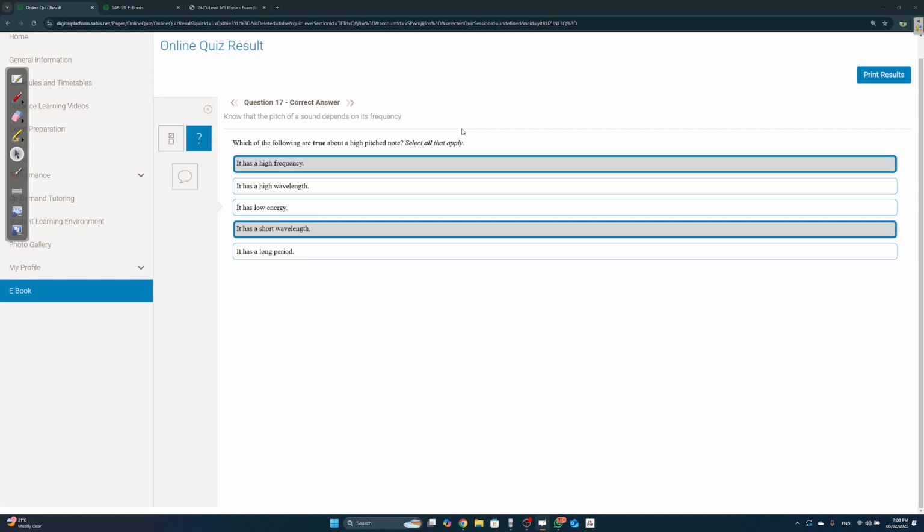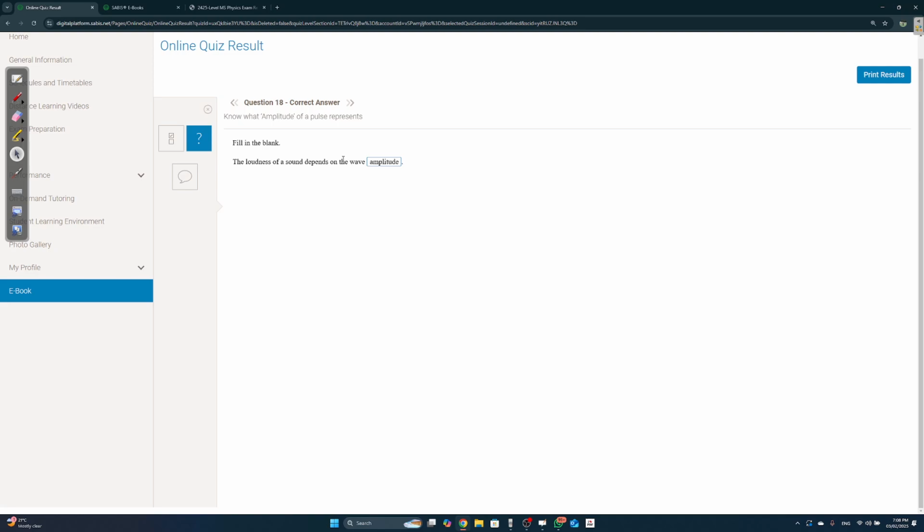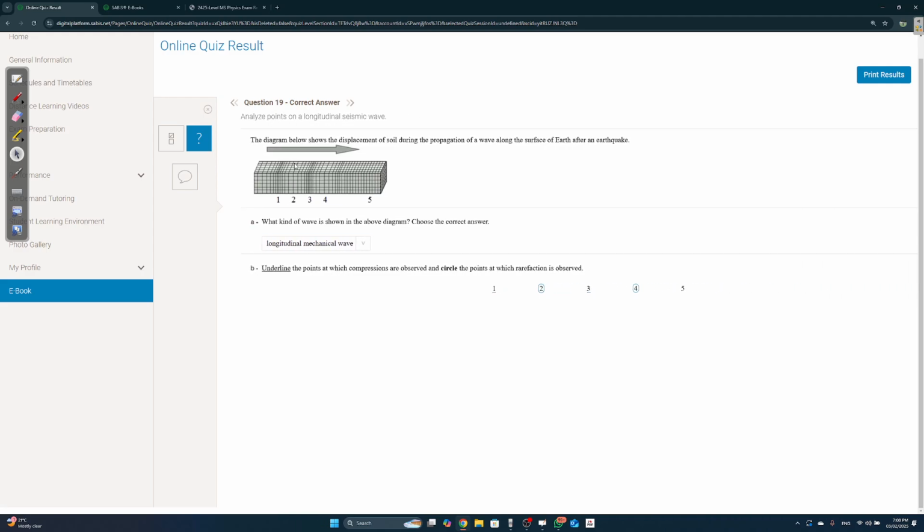Does it have low energy? No. Does it have a long period? No. Question 18. The loudness of a sound depends on what? Obviously, amplitude. We said amplitude. Question 19. The diagram below shows a displacement of soil during propagation of a wave along the surface of Earth after an earthquake.